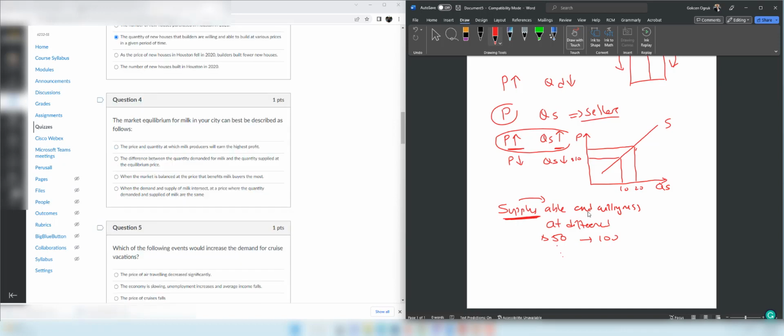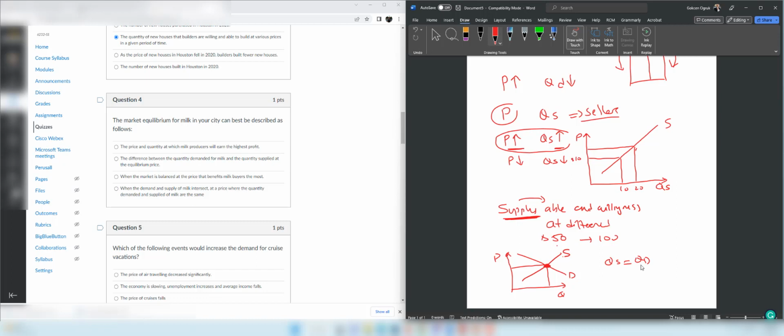The market equilibrium for milk in your city can be best described as follows. So what is a market equilibrium? Market equilibrium represents price and quantity. This is my price, this is the quantity, this is the supply curve, always upward sloping, and this is the demand curve. The intersection of these 2 curves gives the equilibrium price and quantity. Why do we choose the intersection? Because there is only one point where quantity supplied equals quantity demanded. So that is equilibrium because there is no leftover. You built as many houses as the people want.